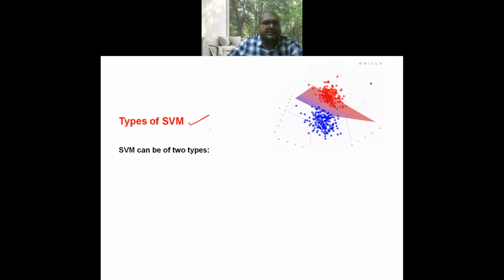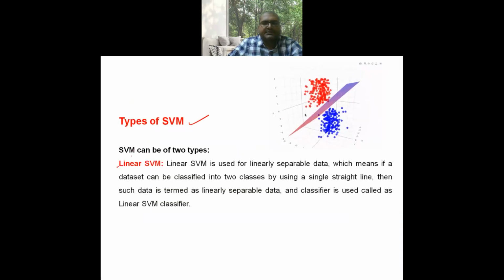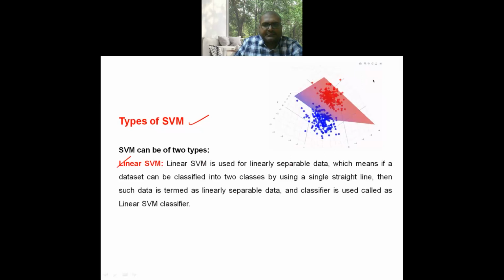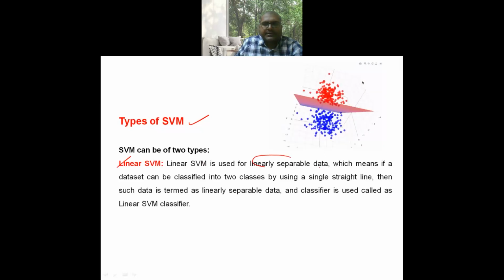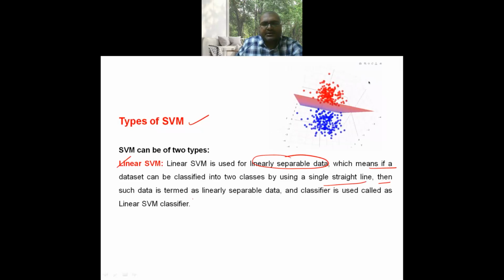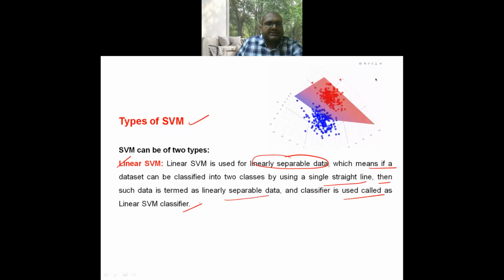Types of SVM algorithms are generally classified into two types. The first is linear SVM. Linear SVM is used for linearly separable data, which means if a data can be classified into two classes by using a single straight line, then such data is termed as linearly separable data, and the classifier used is called linear SVM classifier.